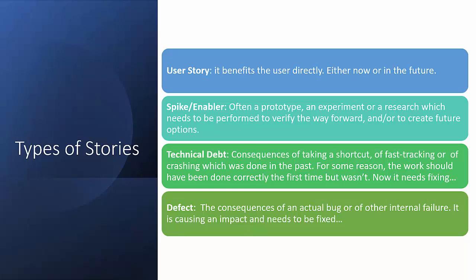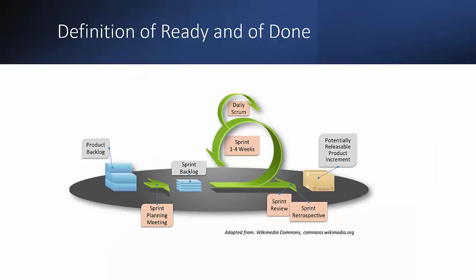Now, which stories are to be worked upon? And how do we know when we've completed an iteration and the stories that are in it? In Scrum, we call these concepts the definition of ready and the definition of done. So if we are looking at our sprint, for example, you are already familiar with this image.